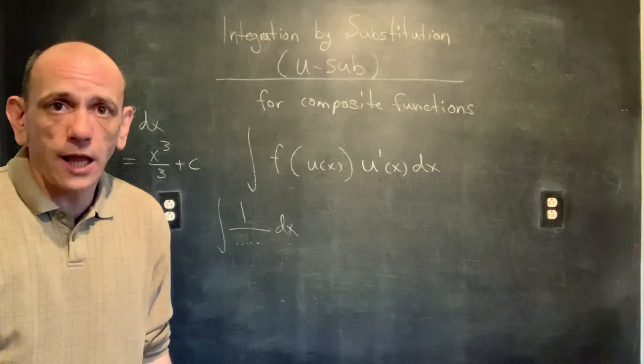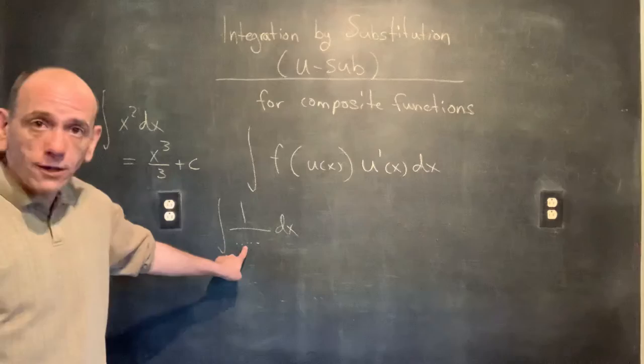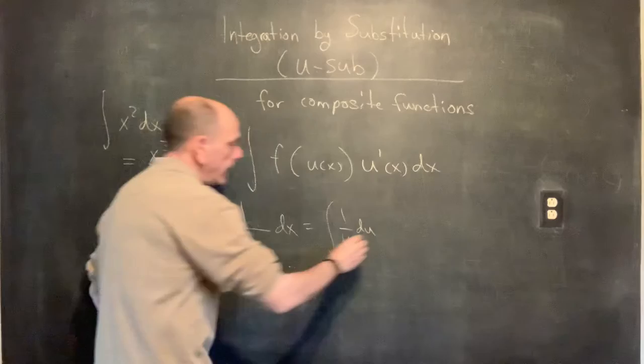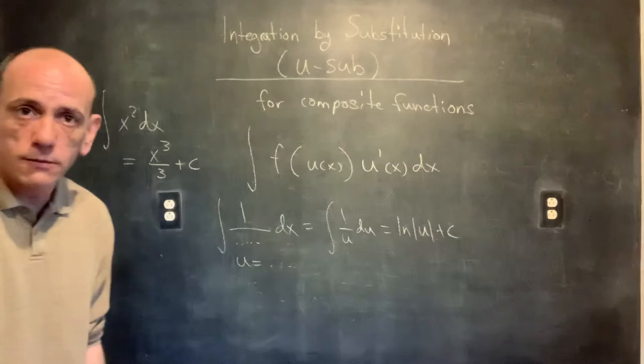That's super easy to integrate. So if I can get rid of all this junk downstairs and just say u is whatever all that junk is, then I've got this integral of 1 over u du, as long as the du is there, that's easy. It's ln absolute value of u plus c, and we just back sub our u and we're done. So that's a typical sort of instance where I really want to use a u sub.